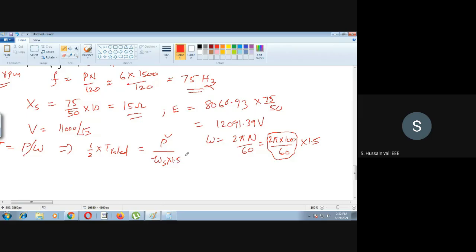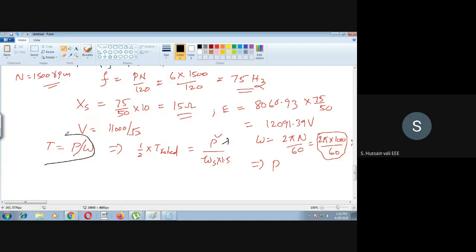Then from this, what is P now? Sorry, this is not the rated one. This is the new power. Once again, I will repeat this to avoid confusion. This equation everyone knows: T is equal to P by omega. Now he said you are reducing the torque by half, so torque becomes 1 by 2 of T rated. Now what will happen to the power? What will happen to the omega? We don't know what will happen to P, so we'll just keep P as it is.